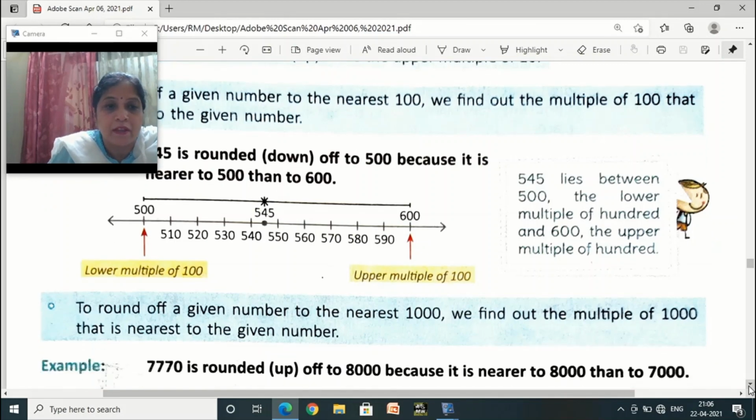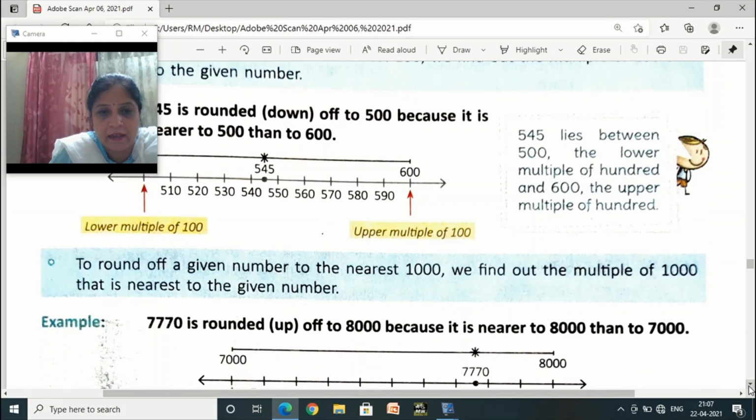Similarly, to round off a given number to nearest 1000, we find out the multiple of 1000 that is nearest to the given number. Example, 7770 will be rounded off to 8000 because when we draw the number line, we find that it is nearer to 8000 than to 7000. In this way, by drawing a number line you can find out how a number can be rounded off to nearest 10, 100 or 1000.